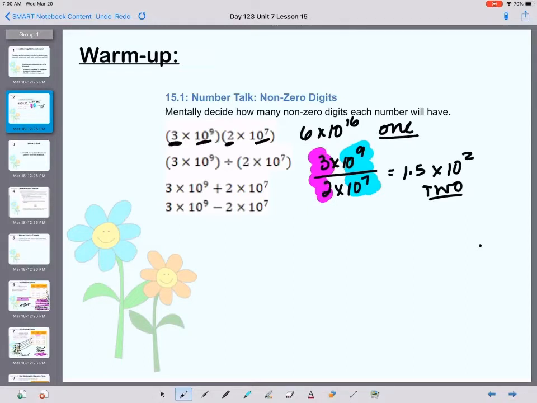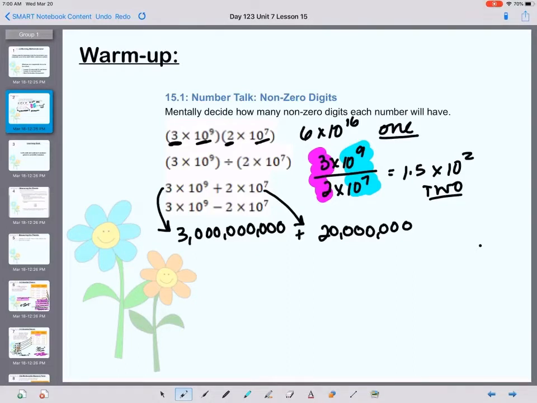So if I'm looking at the last 2, I would have to transfer them and then do the operation and then compare. So if I'm looking at 3 times 10 to the 9th power, that's 3 with 9 zeros. So that would be 3 billion. 2 times 10 to the 7th power would be 20 million. And if I added them together, how many non-zero digits would there be? And that would be 2, the 3 and the 2.